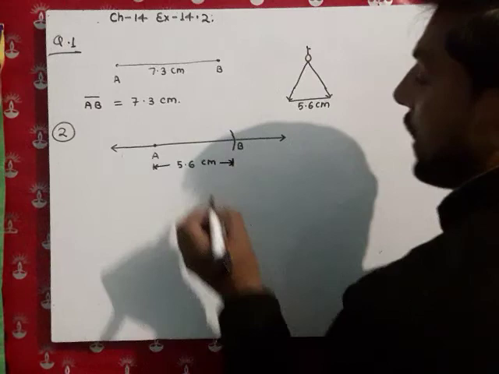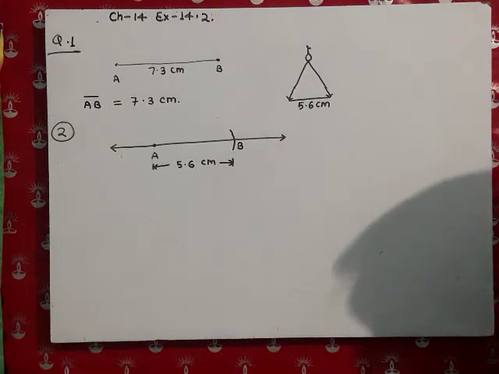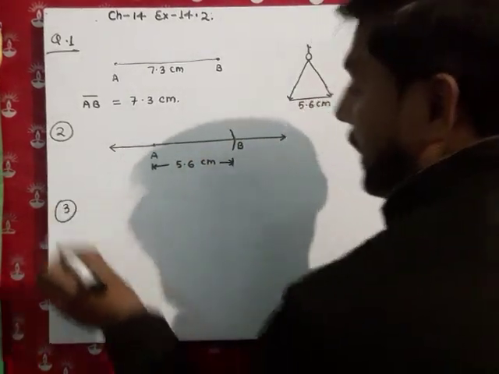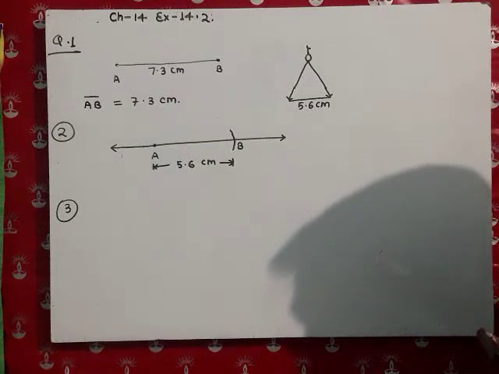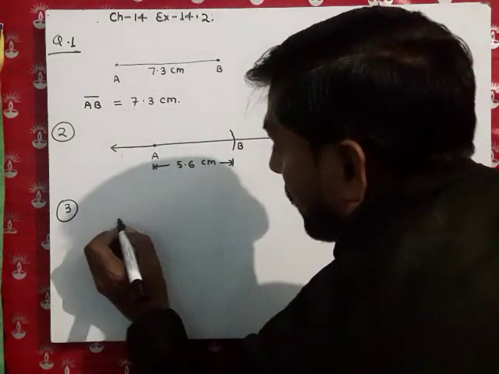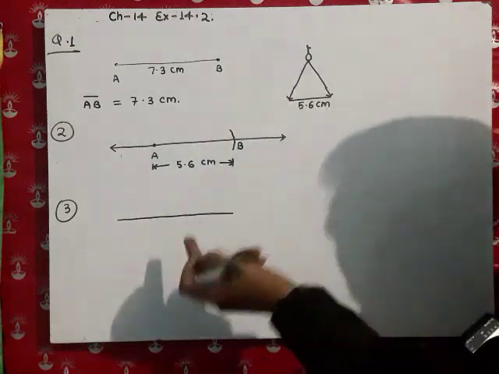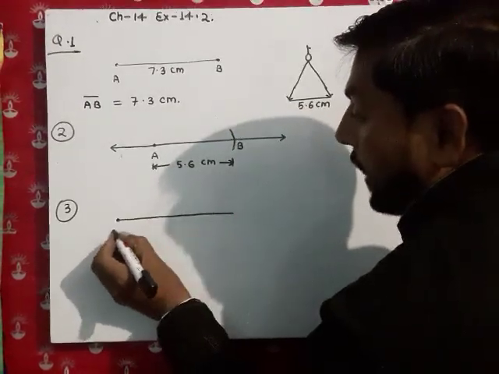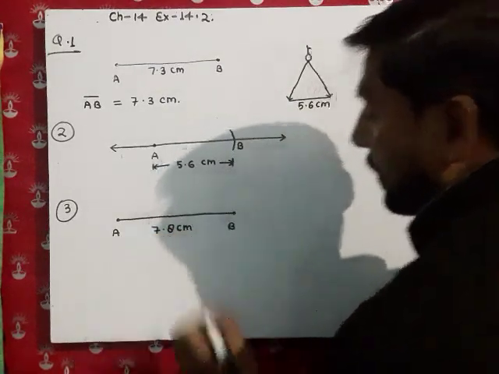Okay. So this is the construction of the line segment by using the ruler and compasses. Now going to question number 3. The question is saying: construct line segment AB of length 7.8 centimeters. So first of all we are going to draw the line segment. Now you can choose any method, first method or second method, to draw the line segment of the given length. Here we have to draw line segment AB of 7.8 centimeters. Now it is drawn.